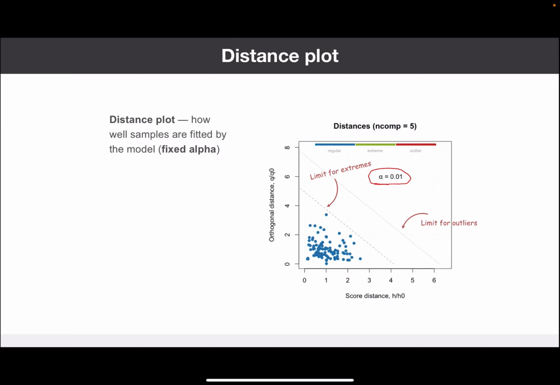And then we have two limits. One, this dashed line, is for extreme values, and then one is for outliers. That's what we did in PCA, right? Now let's talk a little bit more about that.